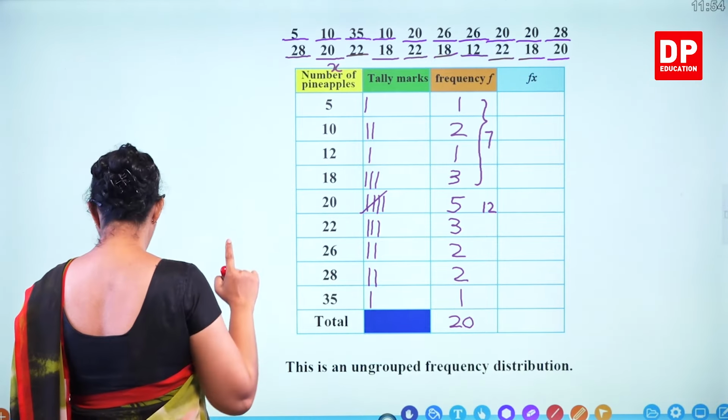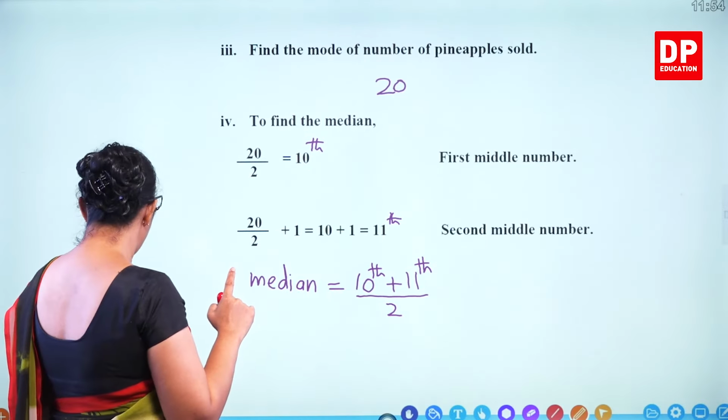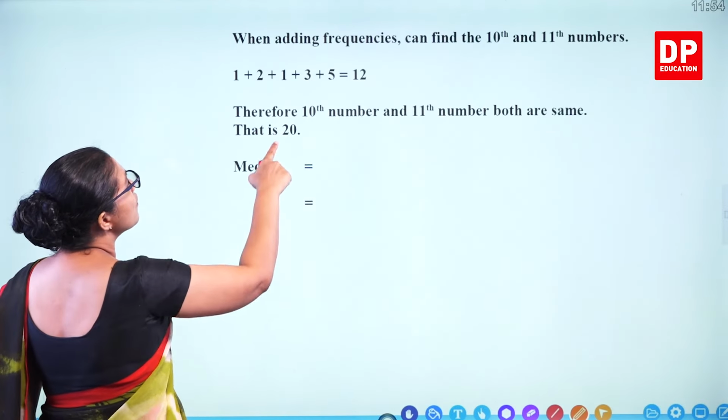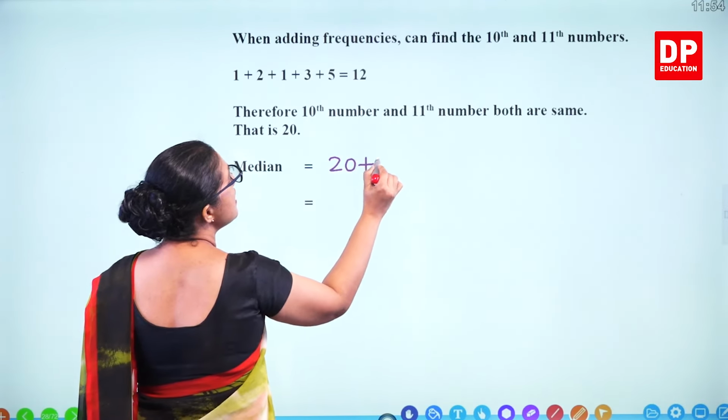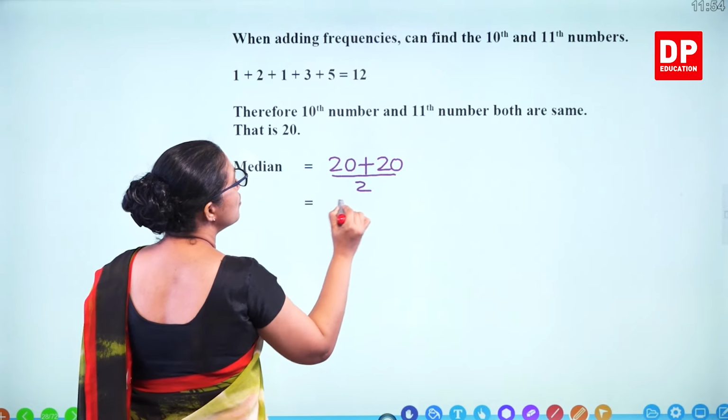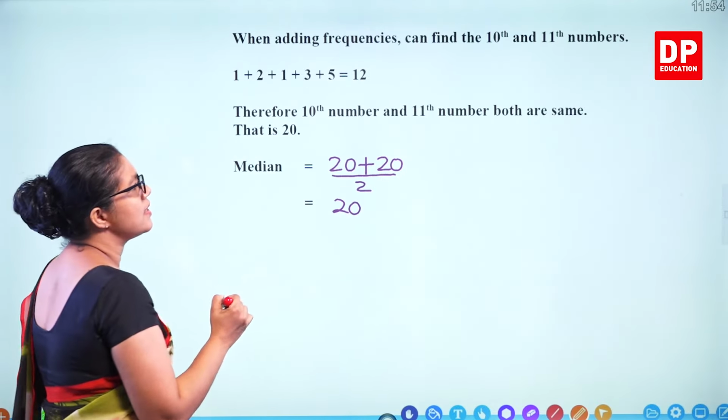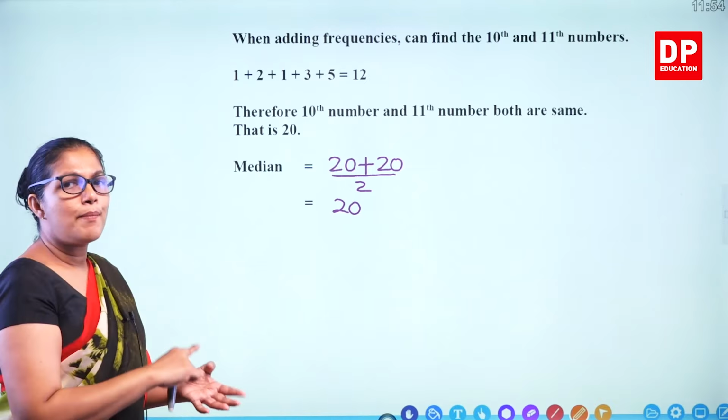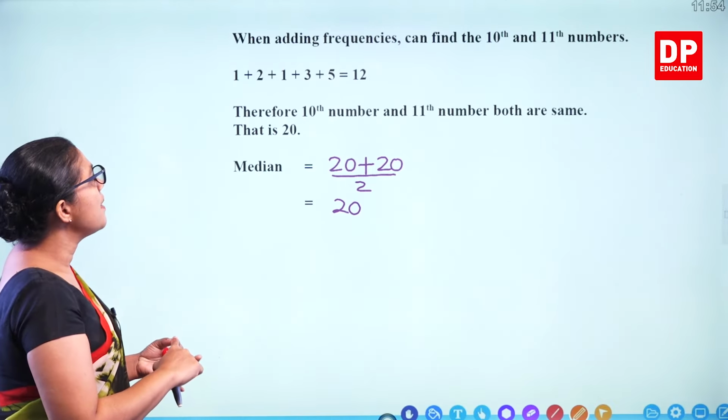So that means 20. So you can straight away write down 20 plus 20 divided by 2. So the median is 20. The 10th number and the 11th number both are the same. That's 20.